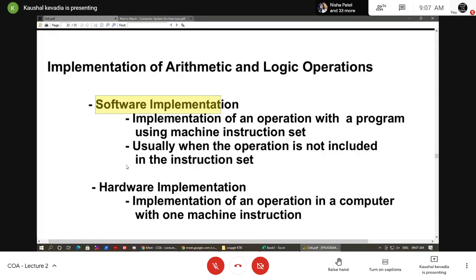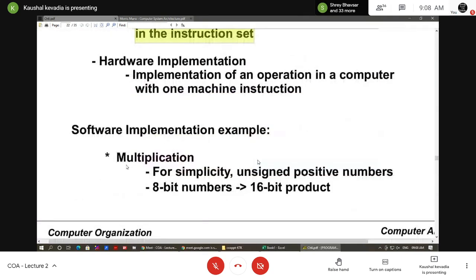In the software implementation we have to make a sequence of instructions, and through that we try to implement that particular operation. So implementation of an operation with a program using the machine instruction set, numbers of instructions हम prepare करेंगे and that will do the calculation whichever we require. Usually when the operation is not included in the instruction set, at that time we depend on this software implementation. When we don't have a डायरेक्ट इंस्ट्रक्शन अवेलेबल, तो हमको ये सॉफ्टवेयर इंप्लीमेंटेशन प्रोसीजर फॉलो करनी पड़ेगी.